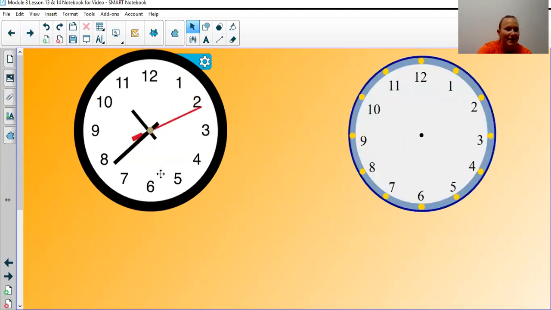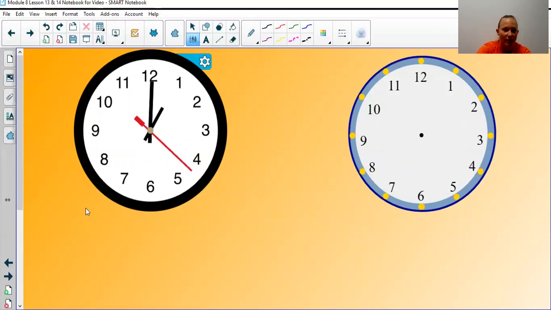Remember that the minute hand is the longer hand, and I'm going to put my minute hand right here on the 12. And my hour hand is the shorter hand. I'm going to put that one on the 1. So you can see right now my clock is showing 1 o'clock. This is how I would write that. Okay, 1 o'clock.